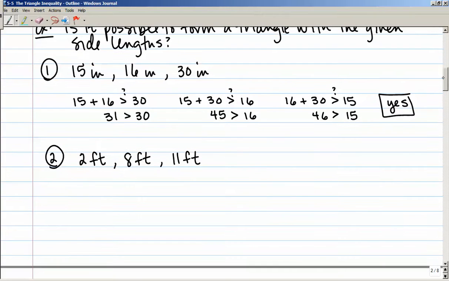Let's take a look at example 2 here. Is it possible to have a triangle with sides of 2 feet, 8 feet, and 11 feet? Is 2 plus 8 greater than 11? Well, actually, I think I'm going to stop right there. No. 10 is not greater than 11. And since that one doesn't work, I don't even have to try the other possible sides. So no, it is not possible to have a triangle with side lengths of 2 feet, 8 feet, and 11 feet.